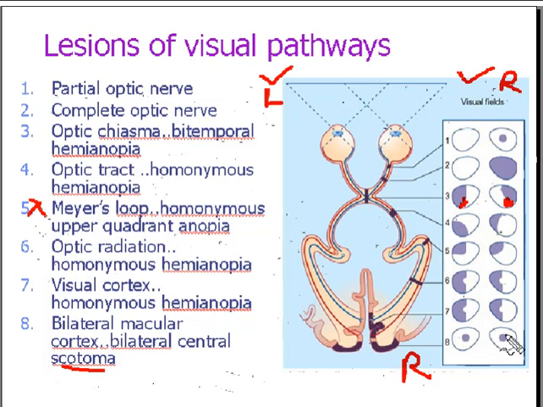So this is pretty mathematical, so you can draw these figures and see, or if you get a question, you will get an image like this showing you one part is gone, and you can just work out which field of vision would be lost.